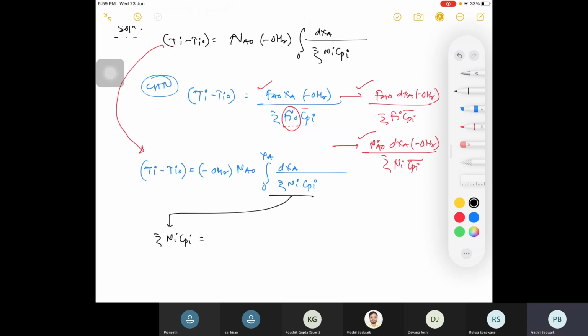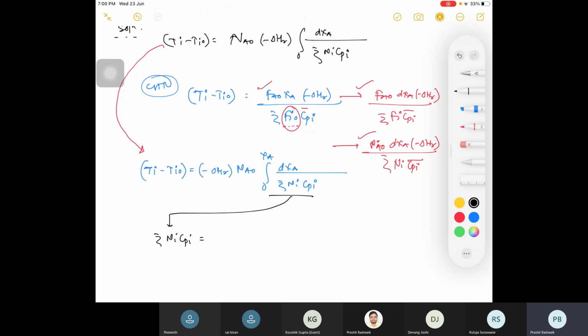Ni is what? First tell me what is i. Na naught into 1 minus Xa, then into Cpi, Cpa. Okay, Cpa. You are correct. But there is a small mistake, right?